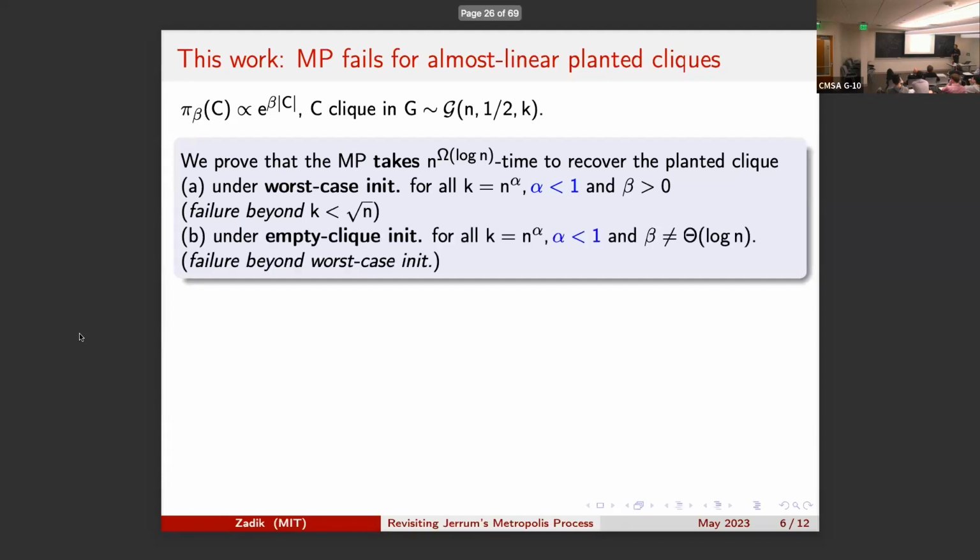And the second result is that we also produce results for empty clique initialization, that have a small caveat. They work all the way to one as well, but we had to exclude some temperatures. That's a technical thing, we believe, we don't believe it's fundamental, but that's why I have both of them. Make sense? That's the result. What does it mean?